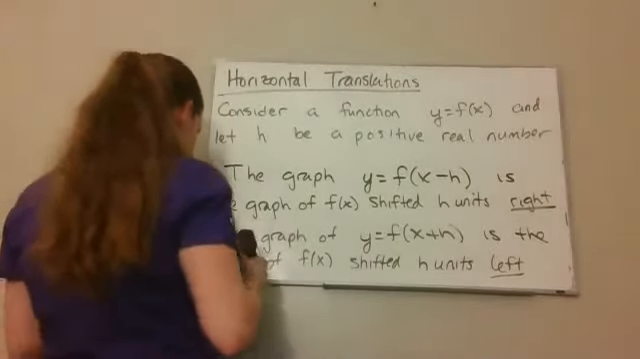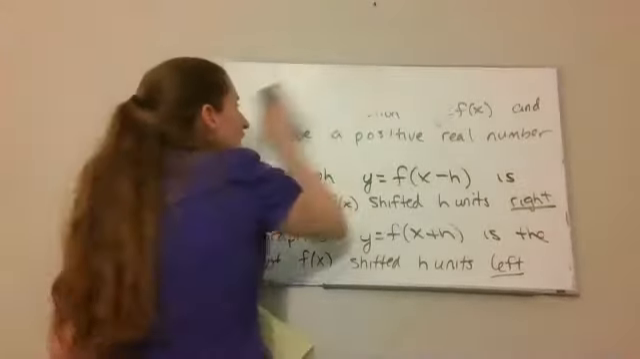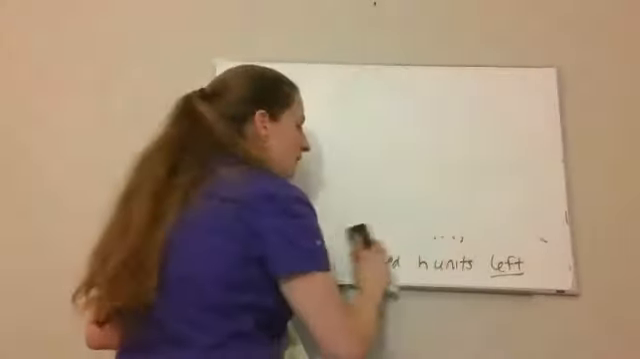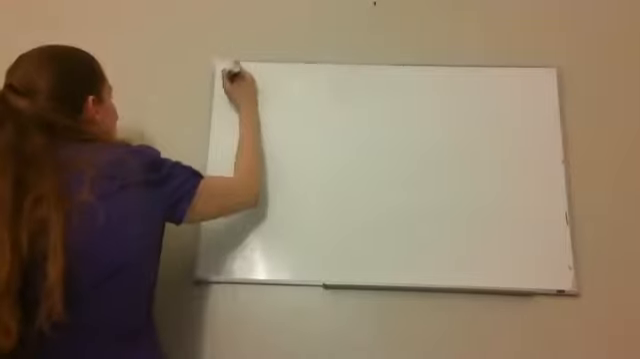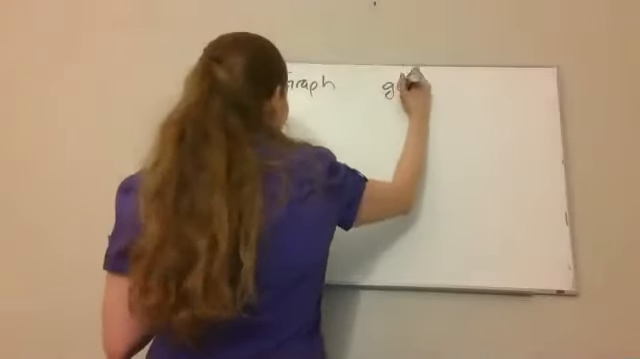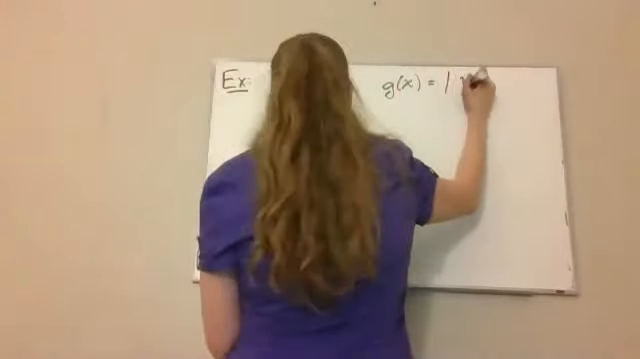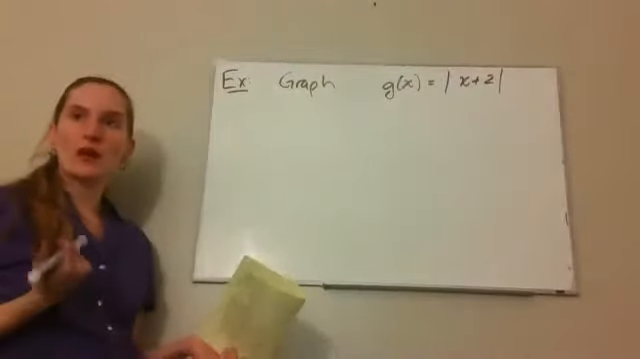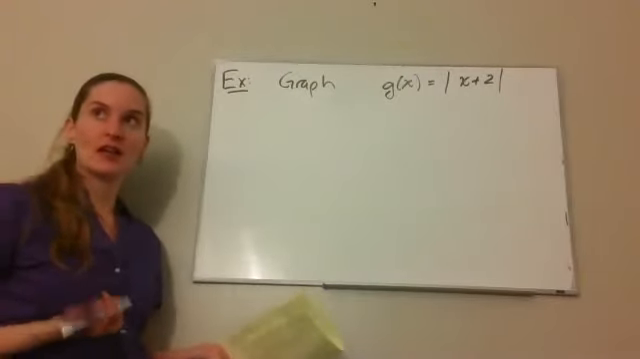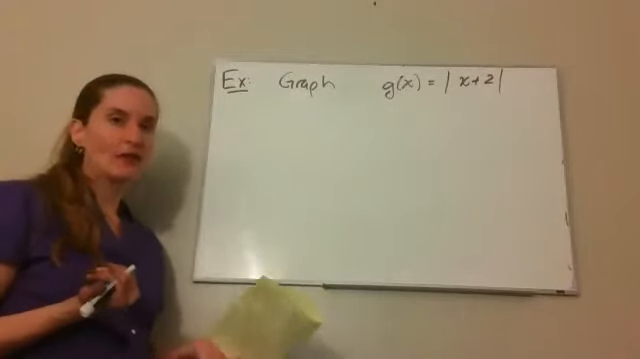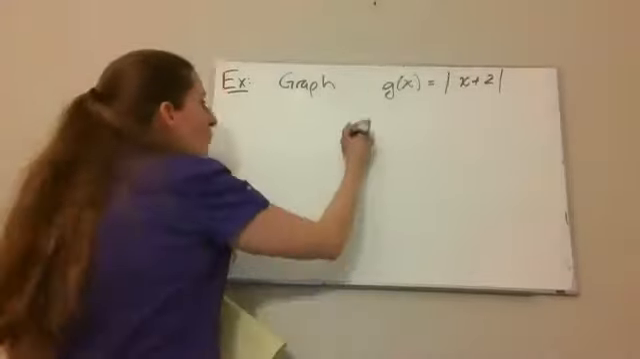So let's do an example using a horizontal translation. Let's graph g of x equals the absolute value of x plus 2. So first thing you have to do is think about which one of our basic graphs is most similar to this function. And that, of course, is going to be the absolute value of x. That's that V-shaped graph. So then I just have to figure out which way it's going to be shifted.